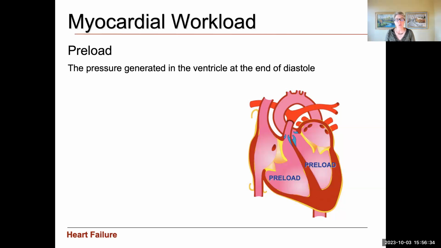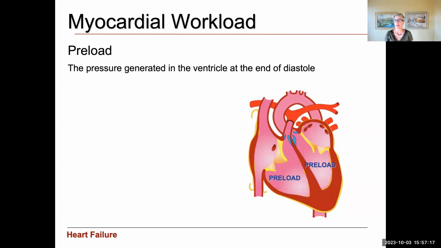By definition, the preload is the pressure that is generated in the ventricle at the end of diastole. So let's go back to our heart that is filling. So here we are, ventricle filling, filling, filling during diastole. And when it's maximally full at the end of diastole, just about to contract, we talked about the end diastolic volume, but that volume of blood has a pressure, the end diastolic pressure. And if we could put a little pressure sensor in it, we could measure the end diastolic pressure. That pressure, that end diastolic pressure, is also known as the preload.